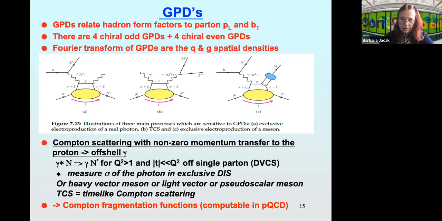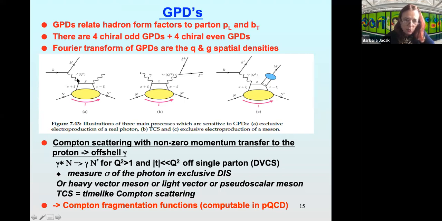Remember, these are to get at the transverse positions. There's eight of these beasts, and they're useful because their Fourier transform gives you the quark and gluon spatial densities. Now to measure these, you have these magic looking handbag diagrams. And I have to tell you, the first time I saw this, I went off and bought a cheap little handbag that has this shape just to prove that it really is a handbag diagram.